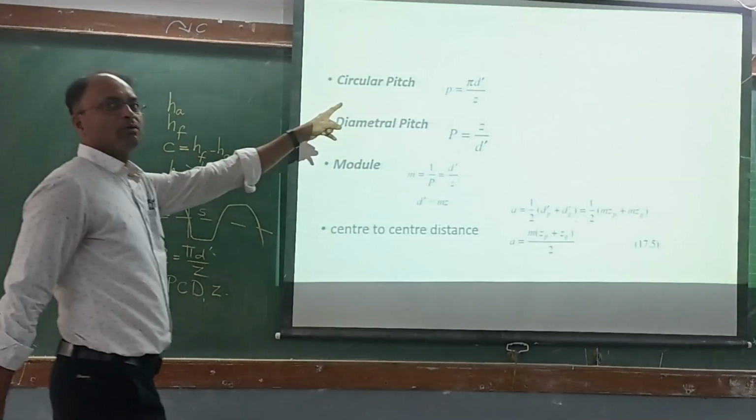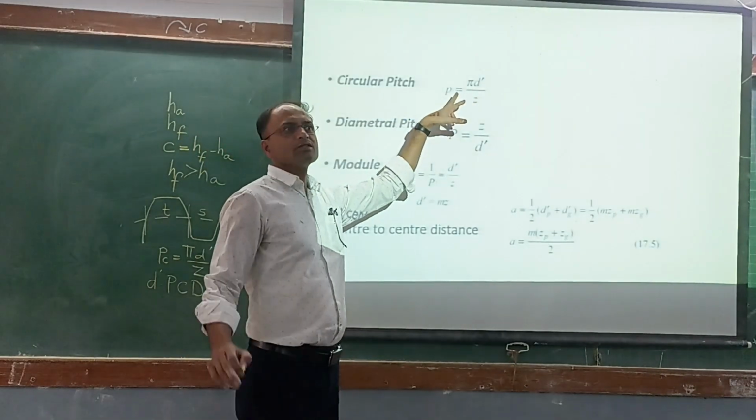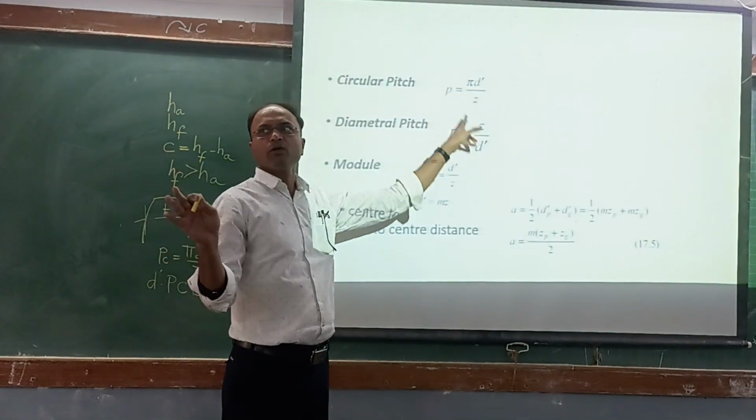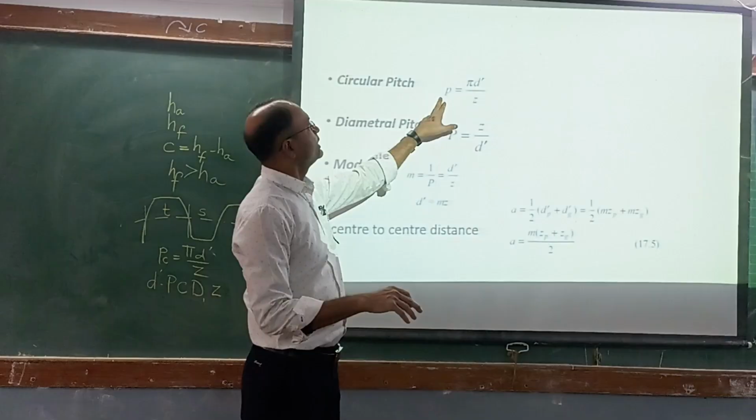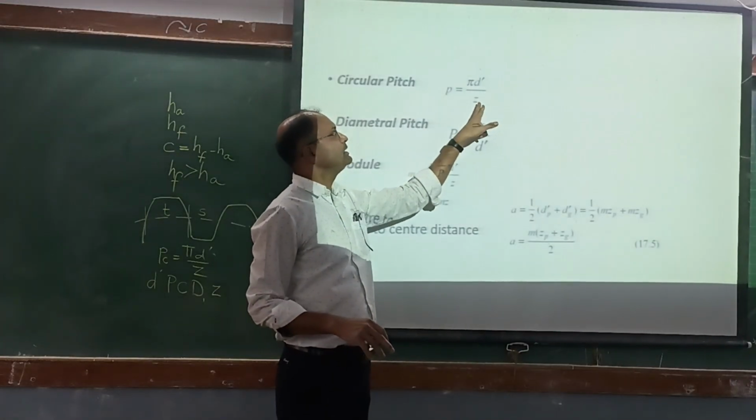Therefore, circular pitch is equal to as. Now we'll follow these notations used in the V.B. Bhandari book, and we'll follow all those notations. So circular pitch is equal to pi d dash upon Z.